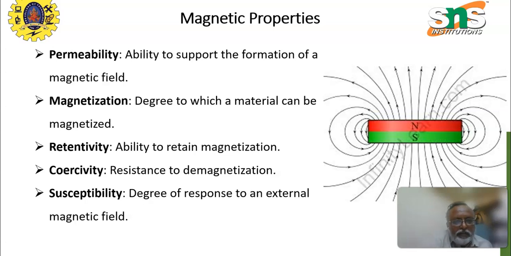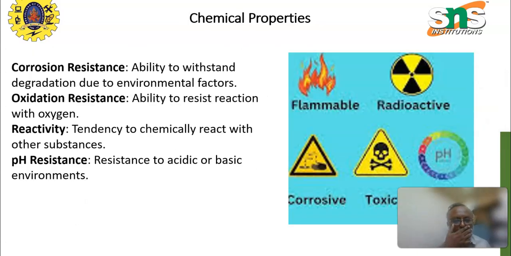Magnetization is the degree to which a material can be magnetized. Retentivity is the ability to retain the magnetization. Coercivity is the resistance to demagnetization. Susceptibility is the degree of response to an external magnetic field.